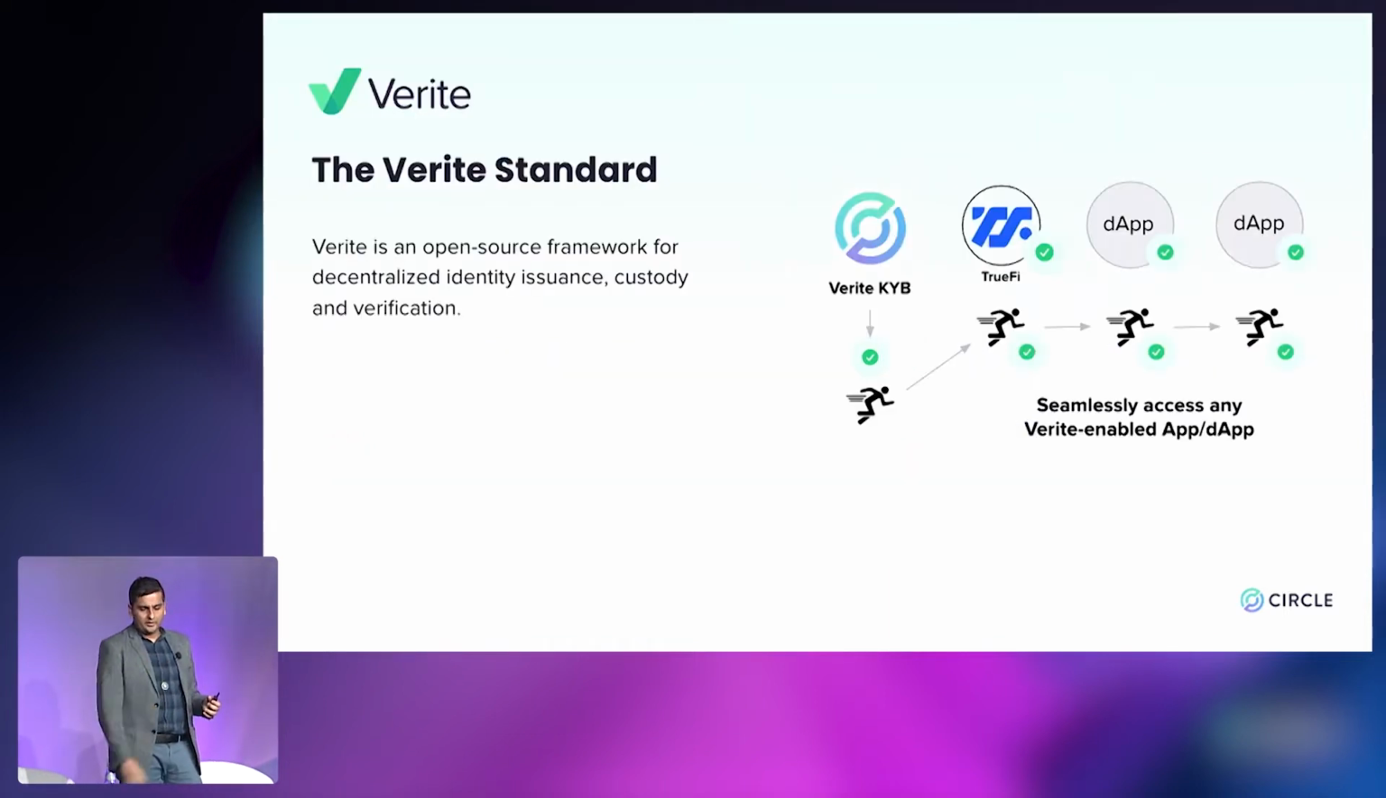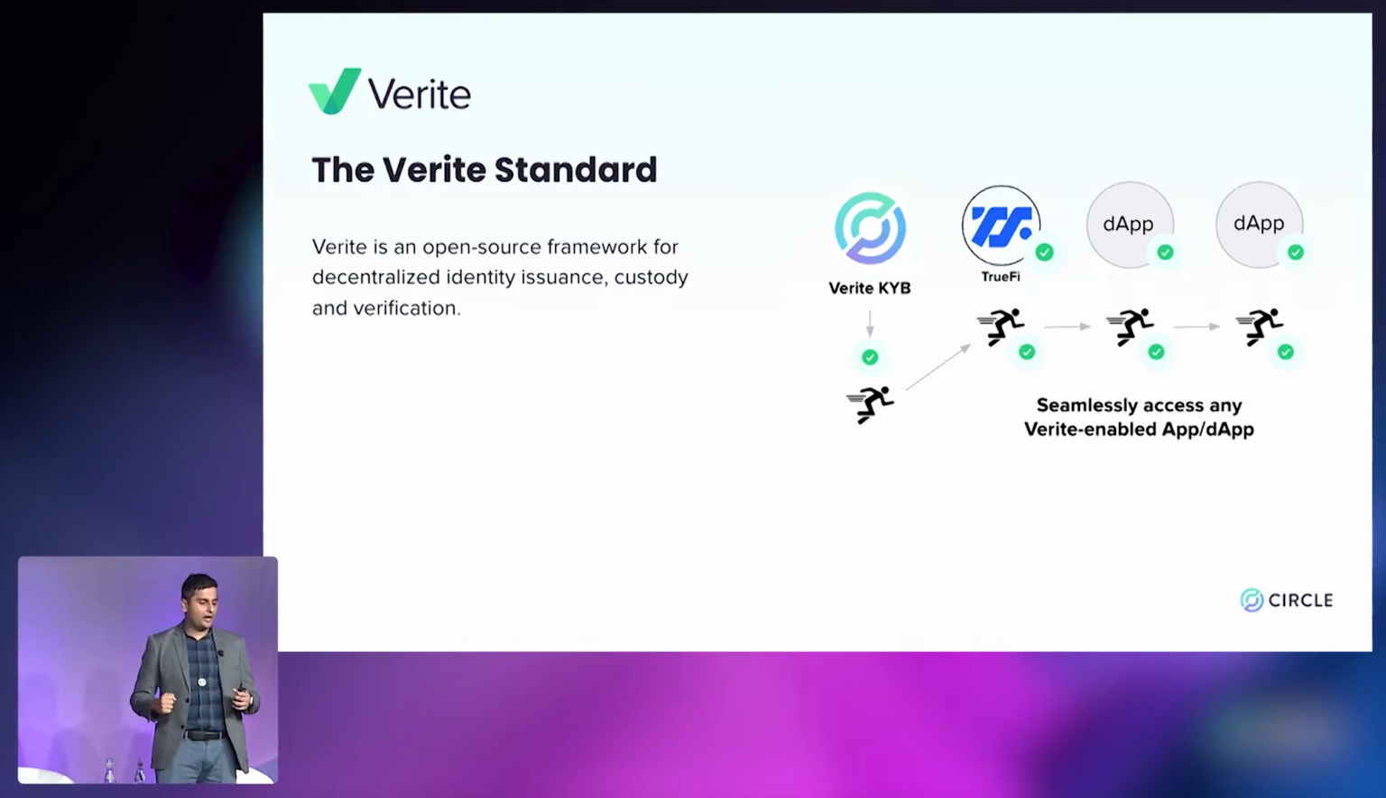So the Verite standard is an open standard for decentralized ID issuance and verification. With a Verite credential, a customer can take their attestation from one dApp and quickly access another dApp. Like you can see in this graphic, a fully KYB'd customer on Circle can claim Verite credentials and get immediate access to TrueFi and other dApps that enable Verite.